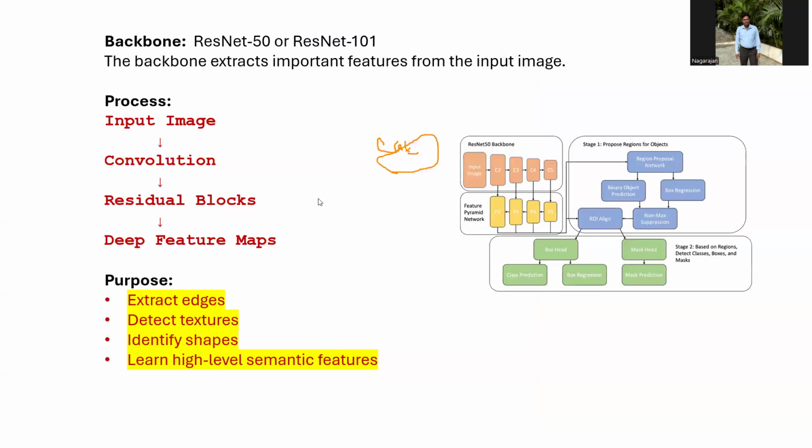If you take the backbone as ResNet, what will happen? It can easily extract the very important features from the input image. For that, follow the protocol: input the image, then apply the convolution operations, apply the residual blocks, and also apply deep feature maps. After completing the process, it will give the information to get the desired output. The motto of this process is usually to extract edges and textures, identify shapes, and learn high-level semantic features from the given image.